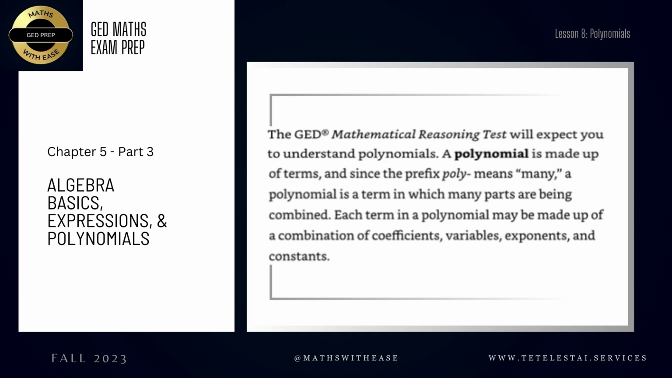The GED mathematical reasoning test will expect you to use or to understand polynomials. A polynomial is made up of terms, and since the prefix poly means many, a polynomial is a term in which many parts are being combined. So within polynomial expressions, you have more than one term. Each term in a polynomial may be made up of a combination of coefficients, variables, exponents, and constants.